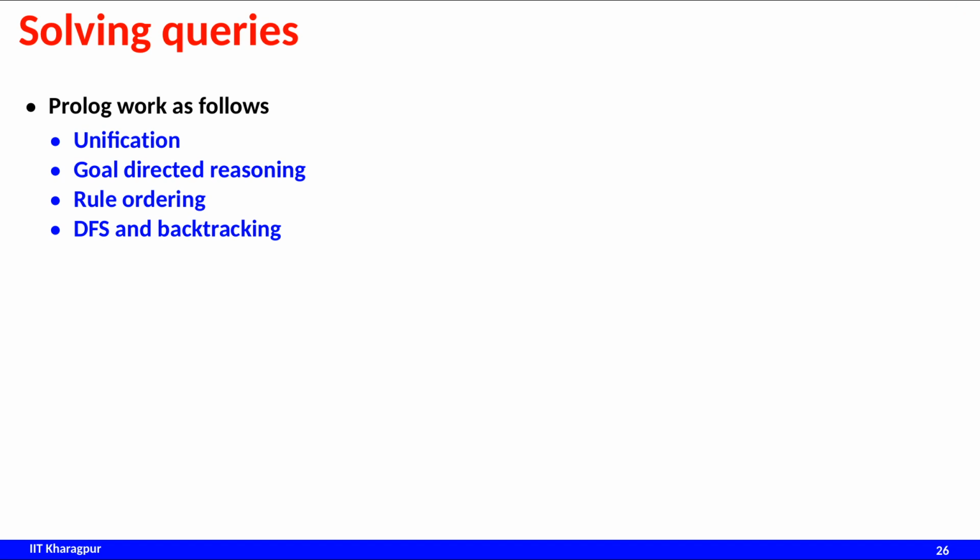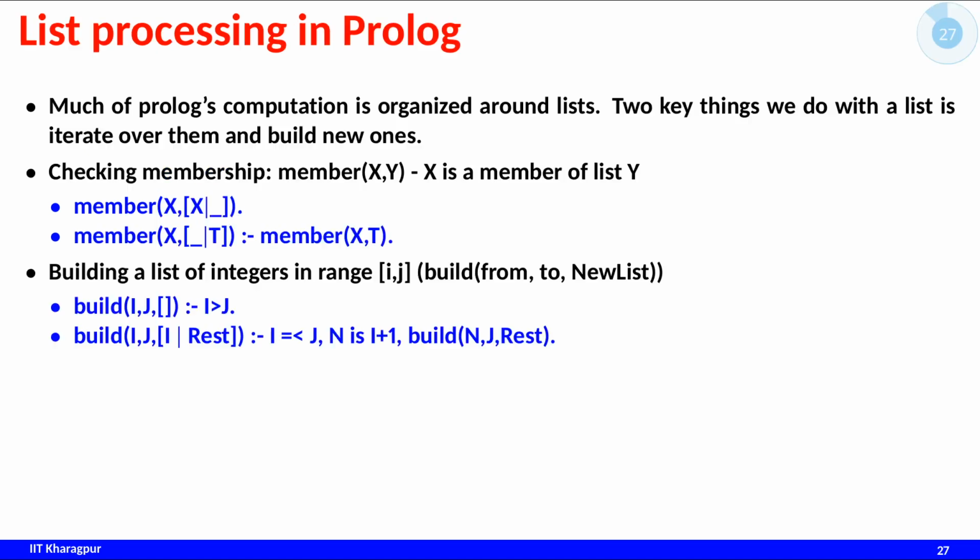In order to solve queries, we have to go for unification, goal directed reasoning, rule ordering, and we have to apply DFS and backtracking, that kind of stuff. Now we will see one of the important things in Prolog, which is the processing of lists. Most of the computations are organized around lists. Two key things that we need to do with lists are to iterate over them and to build new ones.